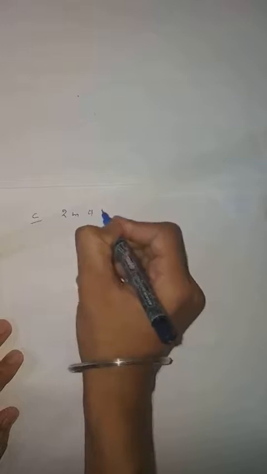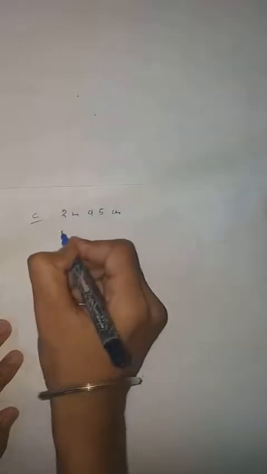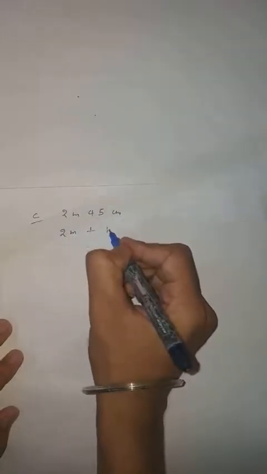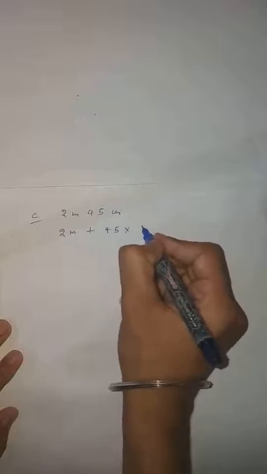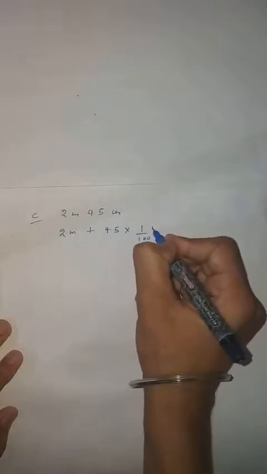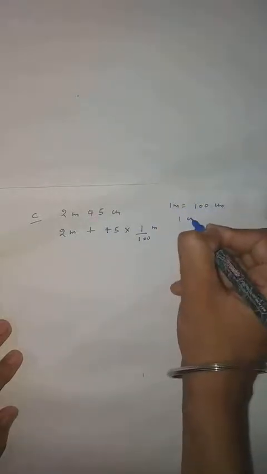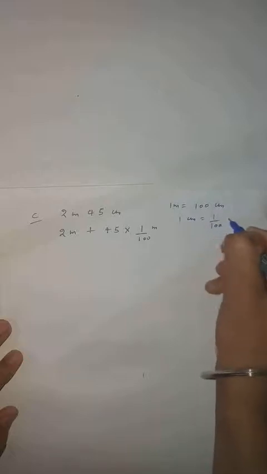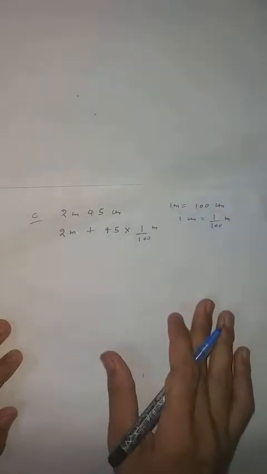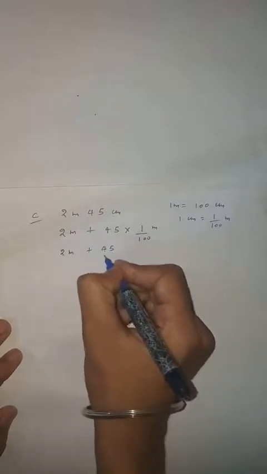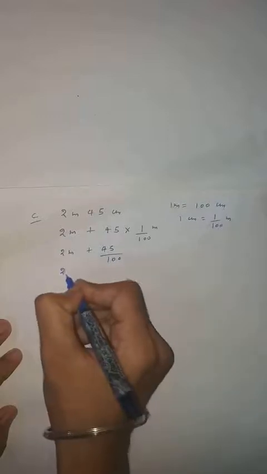Our next question, let us take another example. C. What is given? 2 meter 45 centimeter. Clear? So 2 meter, you will write down 2 meters the same. There will be no change because you have to convert into meter. Centimeter is given, so 45 multiplied by what? 1 upon 100 meter, because 1 meter equal to 100 centimeter and 1 centimeter equal to 1 upon 100 meter. I explained in the previous question. The same formula you will apply. So 2 meter the same plus 45 upon 100.